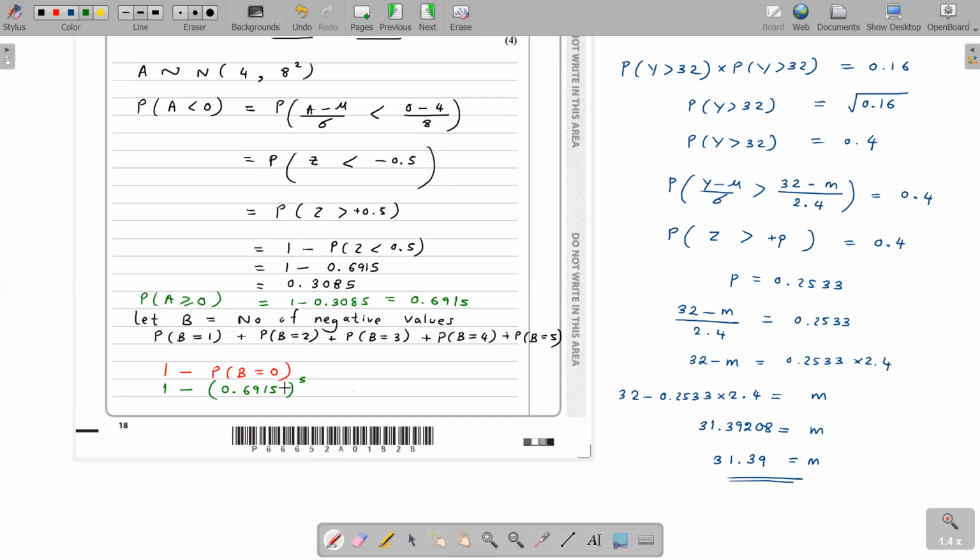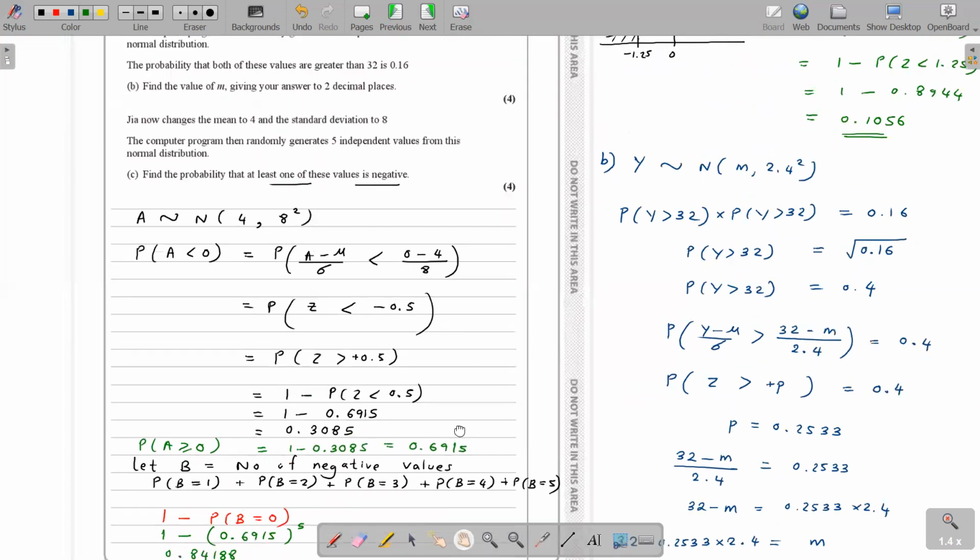So it's an and. It's like you continue along the same branch of the tree diagram: positive, positive, positive, positive, positive. So along the entire branch we multiply the probability. It's 0.6915 to the power 5, because we need it to be an and. Okay, so how much is the answer? 1 minus 0.6915 to the power 5 is 0.84188. Or, have they asked you for 3 decimals or anything? No, right?